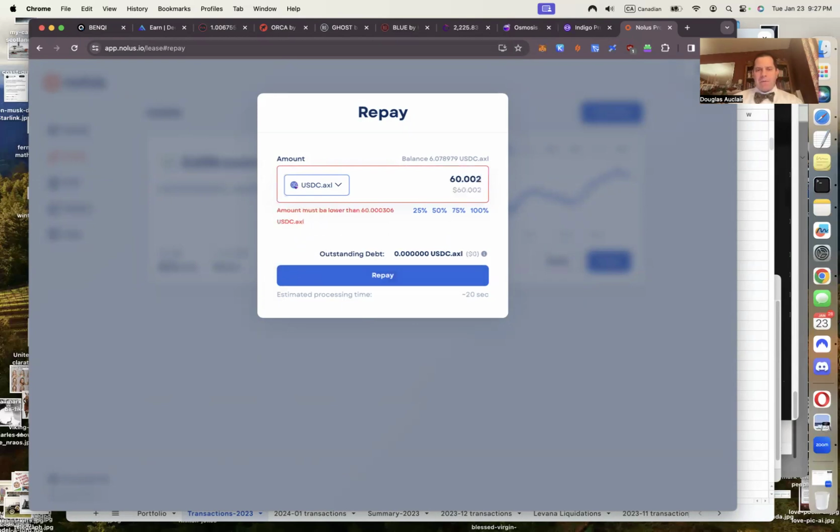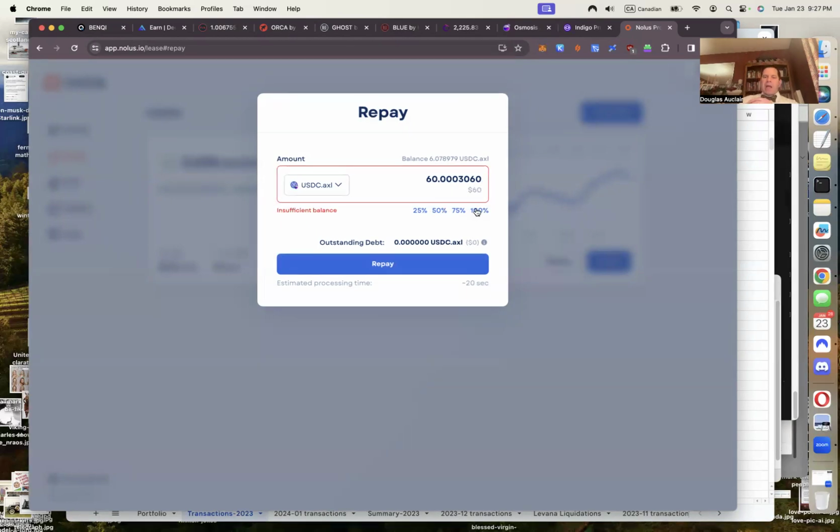Yeah, 0 to 2, however much a month, so it must be lower than that amount. So 100%. I repay the complete thing, and then Nolus says, "Thank you for repaying the lease. Now we're going to give you 2,500 or 2.6K worth of stars." Great. Let's close this out.